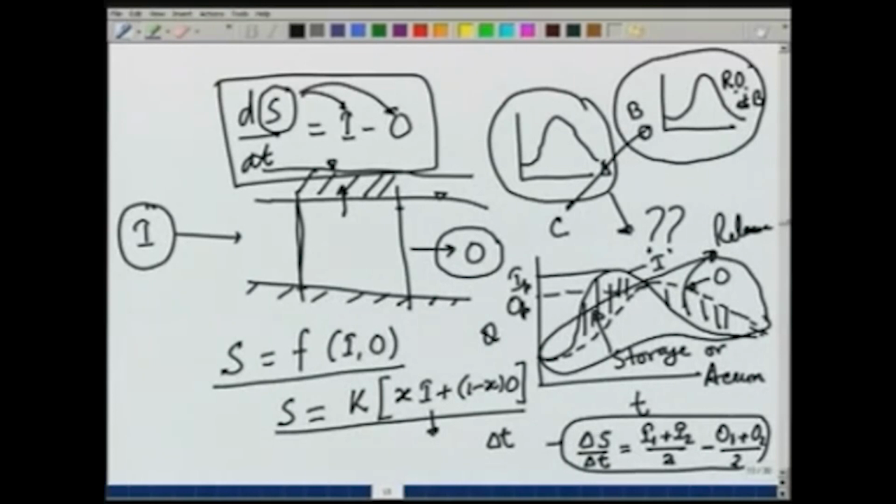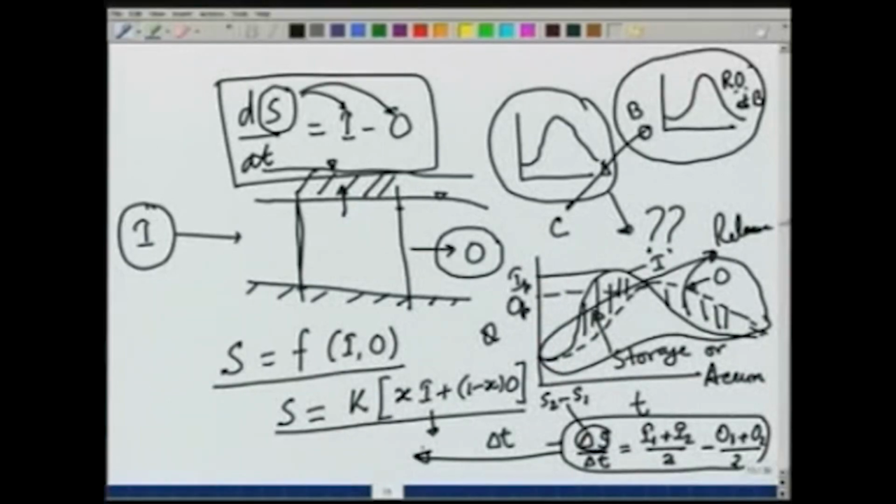This delta S will be nothing but S2 minus S1, and these S2 and S1 again will be correlated with I1, I2 and O1, O2. Finally, in this equation, the only unknown will be O2, because the conditions at the beginning of a time step are known.